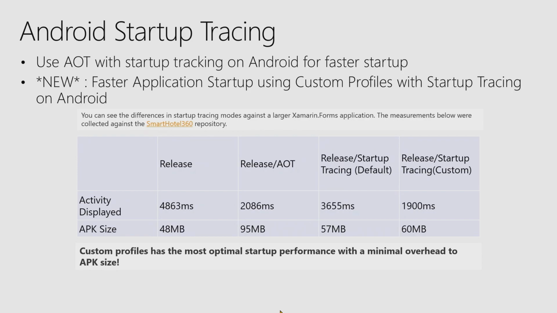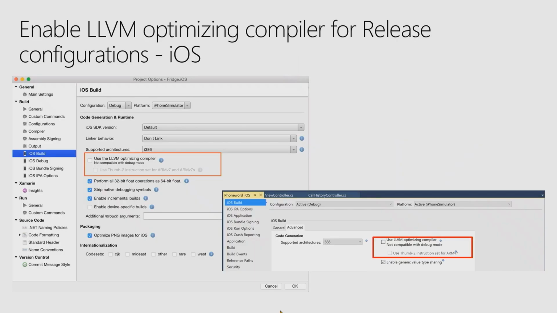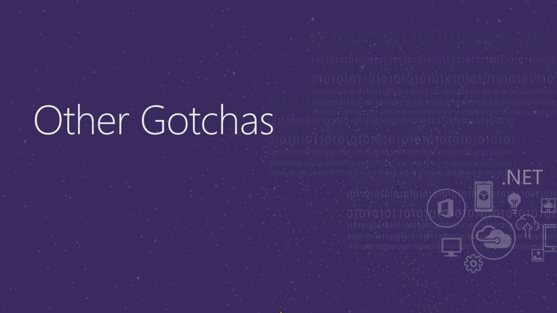So definitely check this out if you haven't already. For iOS, there's this little option that's hidden in the iOS build that turns on your LLVM optimizing compiler. It's turned off by default in debug, so usually you'd want to turn it on in release mode, but I will put a small caveat to this. After you turn it on, please thoroughly test your apps on a device and make sure that it's not breaking something else and your app continues to have good performance.